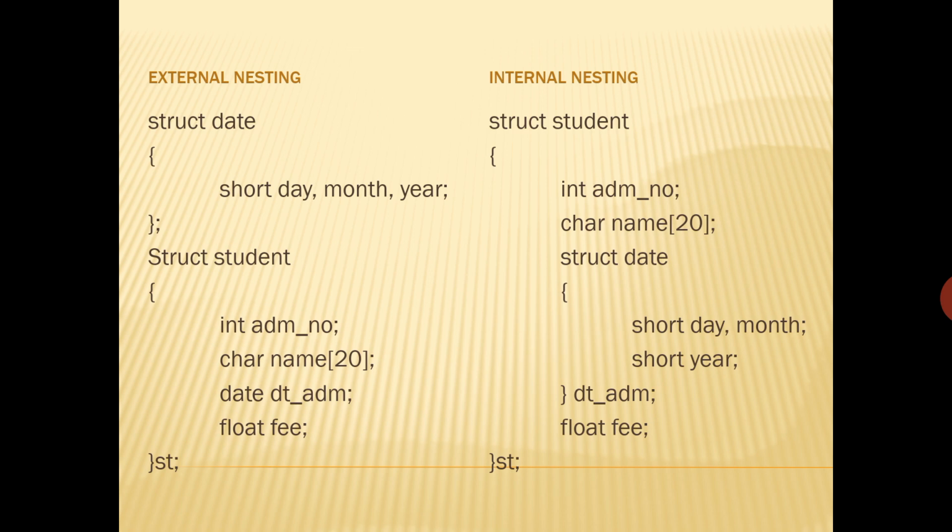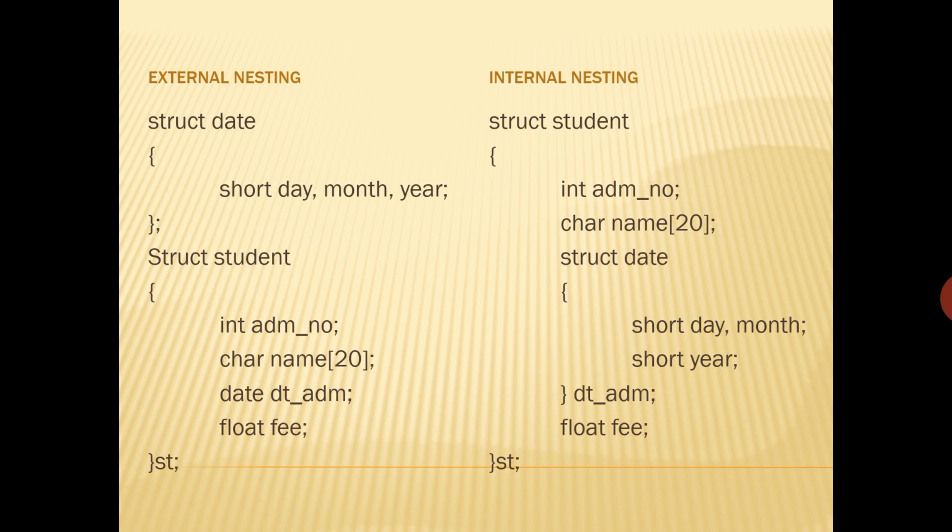See, external nesting first. The structure that is to be embedded inside is your structure known as date. That is to be created first. The structure which is to be embedded inside is to be created first along with the structure name. So, struct date, the elements required are created first. Next, we are going to create the structure known as student.